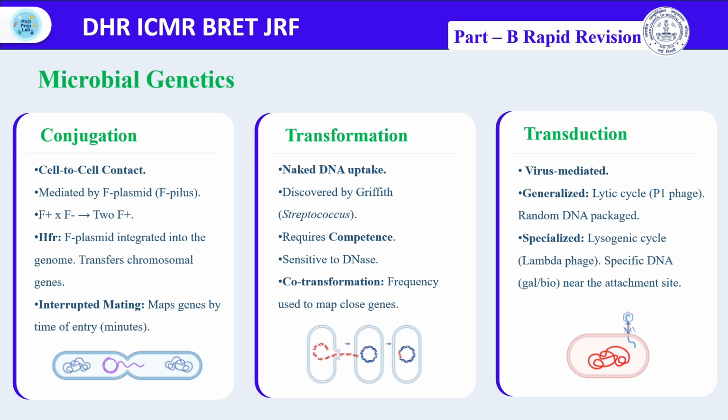So you have co-transformation here, which is the frequency used to map close genes. The Griffith experiment was done in Streptococcus pneumoniae. Also remember this point, and he obviously gave the transforming principle. So there is basically no cell-to-cell contact. This is what you have to remember. Only cell-to-cell contact is found in conjugation. In transformation, the DNA can come from a dead bacteria also. So basically, when the environment has DNA, the other bacteria takes up that DNA.